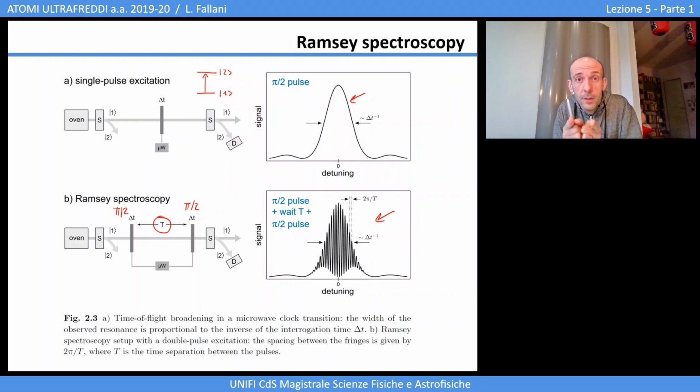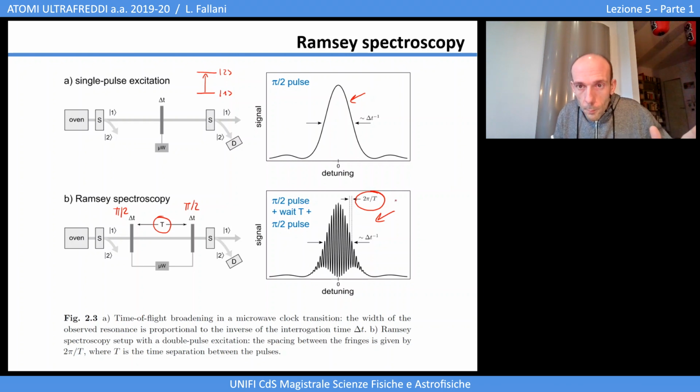These fringes are much thinner, so the spacing is much less, and in particular the spacing between the fringes is inversely proportional to the time between the first and the second excitation. And this time can be made even much longer than delta t, and so this means that you have a very fine structure of fringes. These are the so-called Ramsey fringes within the envelope of a single pulse excitation.